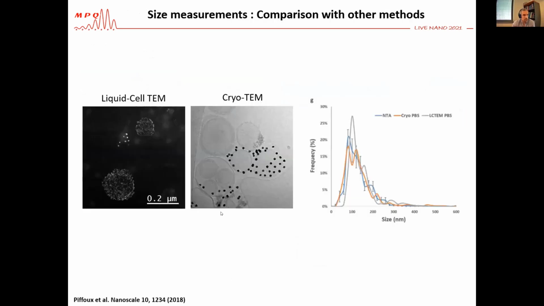Now, what we did first, we had to confirm that the objects that we observed were not perturbed by the beam or by the confinement inside the liquid cell.